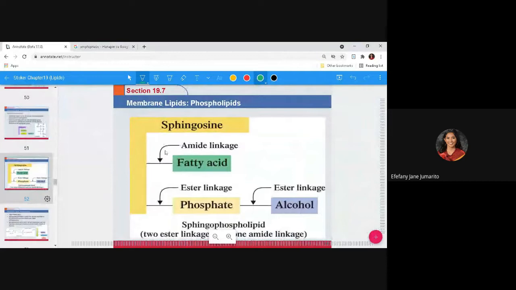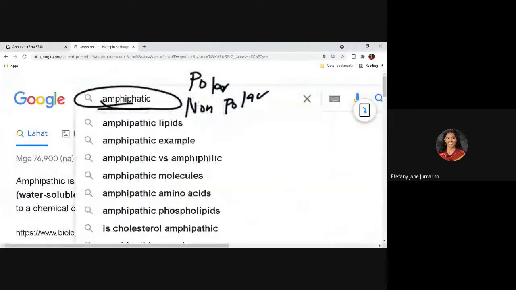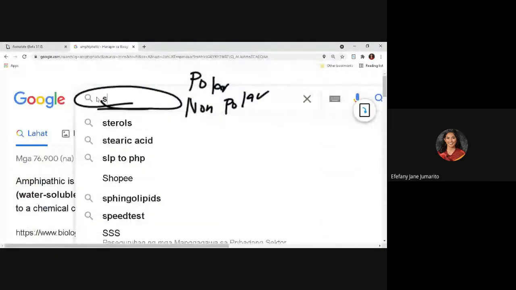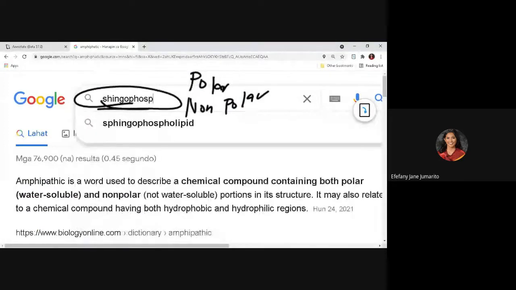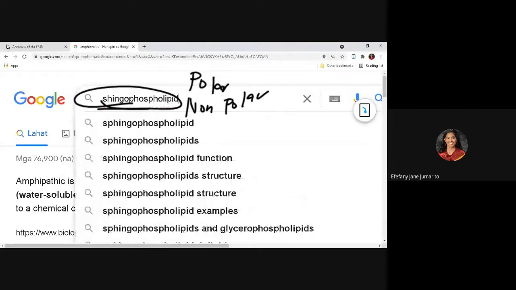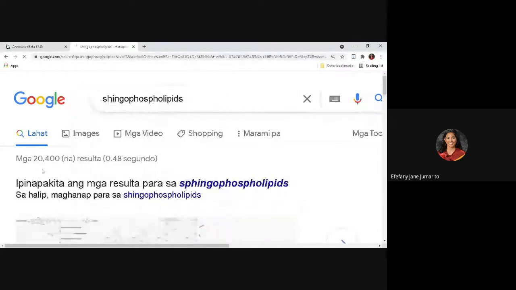Now, let's talk about the linkage. Your sphingosine has one amide linkage. When we say amide linkage, what atom does it have?